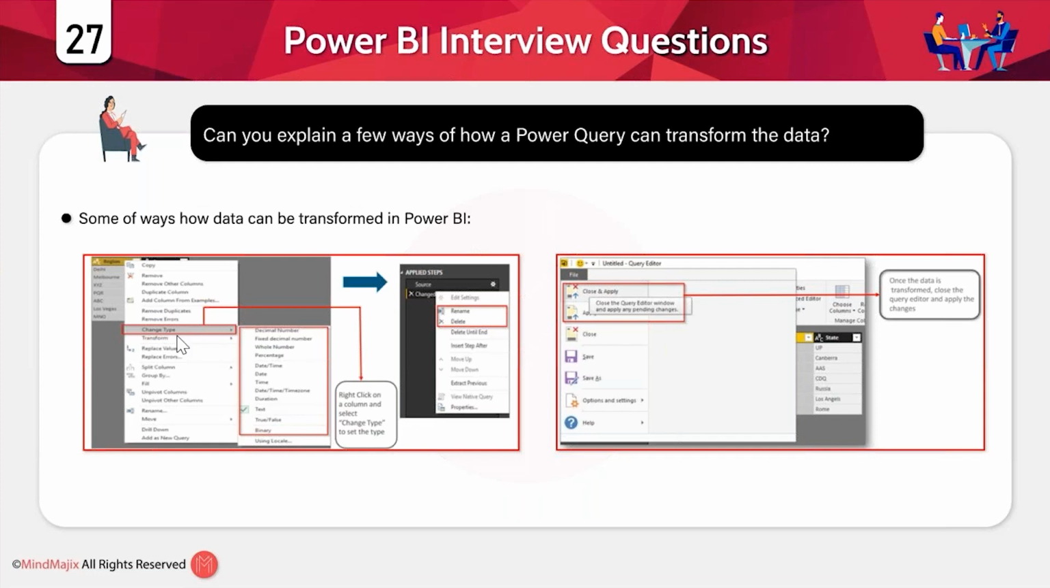For example, in this canvas, you can see you may want to change the format of your column to a date format. You simply select change type, and then select whichever type you think shows your data set most efficiently. Once you make the changes, please remember to select close and apply. Once you do that, your data changes are reflected in your canvas.